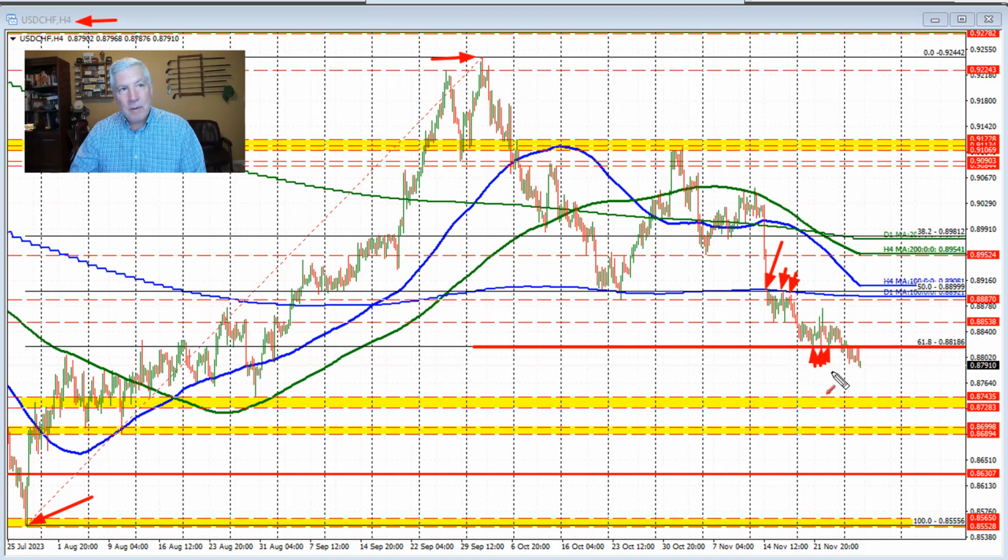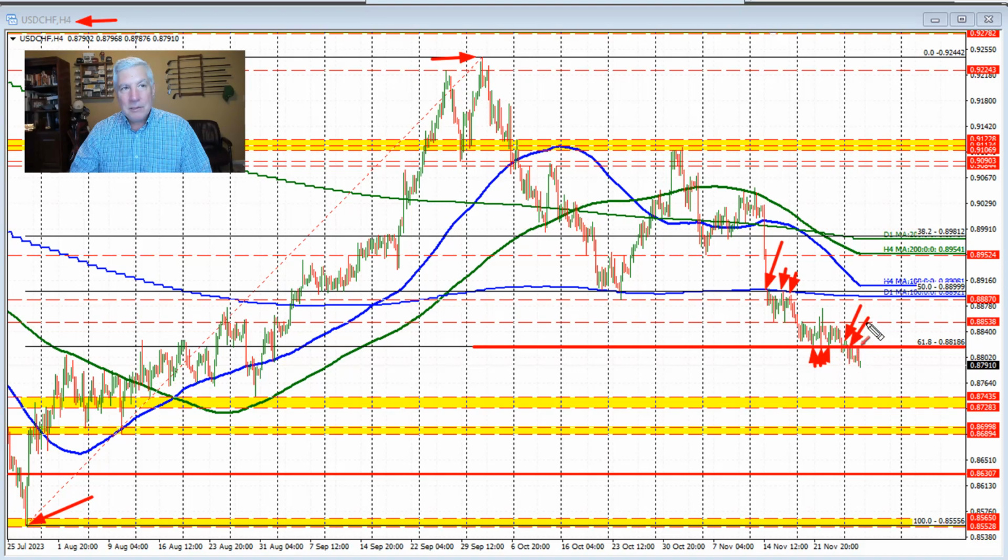Nevertheless, the sellers remain more in control below the 100-day moving average. But there was a battle going on with the 61.8% retracement. Now, this week, the price in early Asian session yesterday did move back above the 61.8% retracement after dipping below it toward the end of last week. And there was some uncertainty as far as which way the market was going to go.